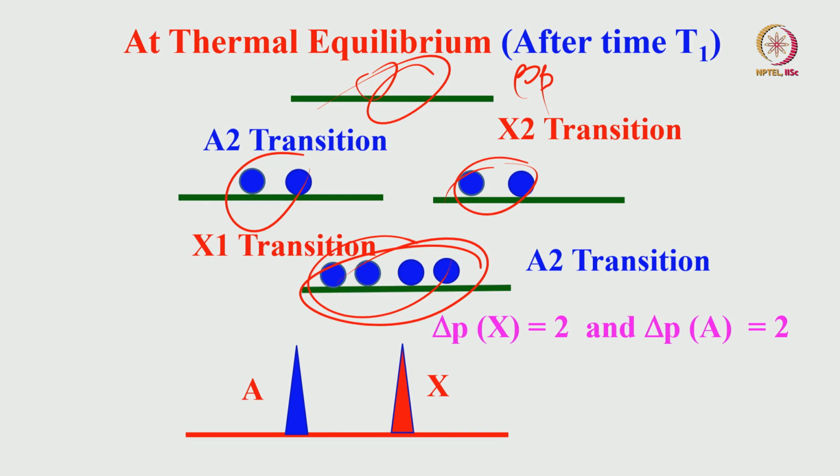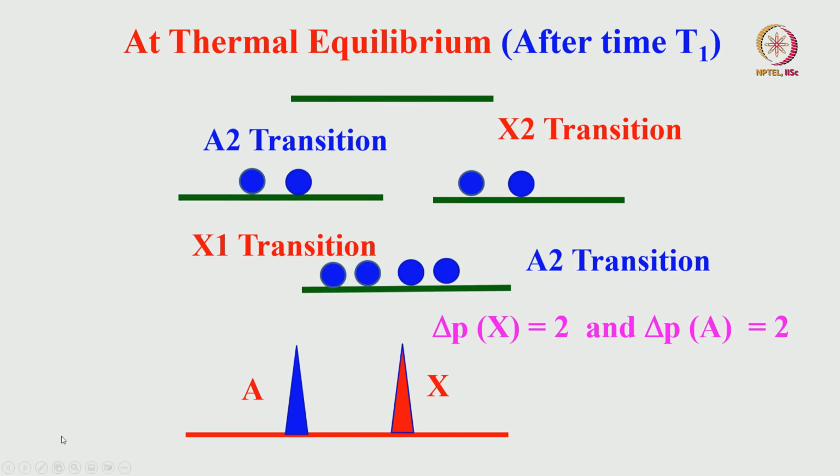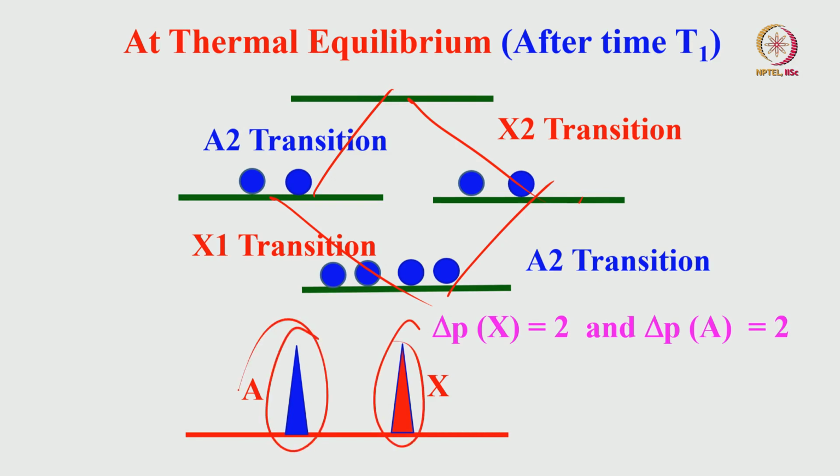I have waited for a sufficiently long time, that is the T1 period. Now let us calculate the intensity of both the peaks for A and X. A2 transition 2 minus 0, intensity is 2. Here A1 transition 4 minus 2, 2. X2 transition 2 minus 0, 2. X1 transition 4 minus 2 is 2. Now each of the 2 transitions of X and 2 transitions of A are of equal intensity. That is why we get 2 singlets. The 2 peaks overlap at the same frequency and both have equal intensity, which is 2, 2.